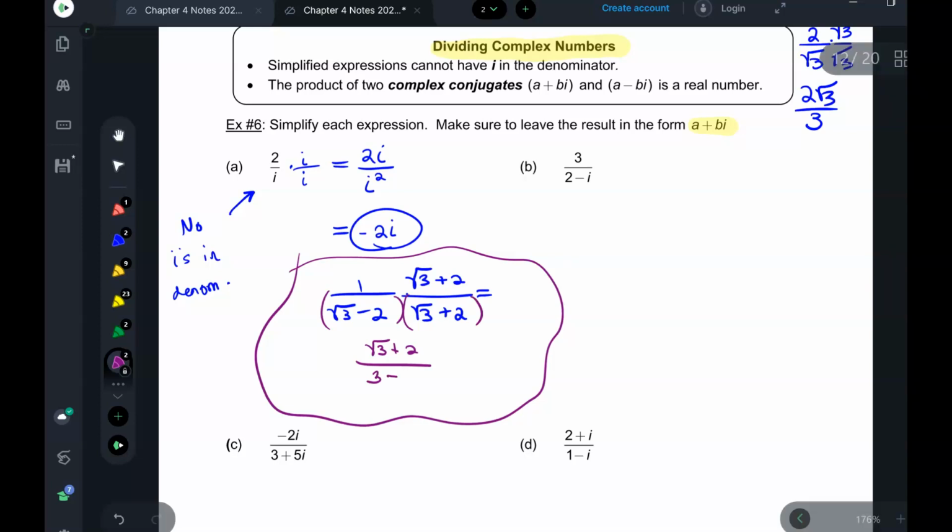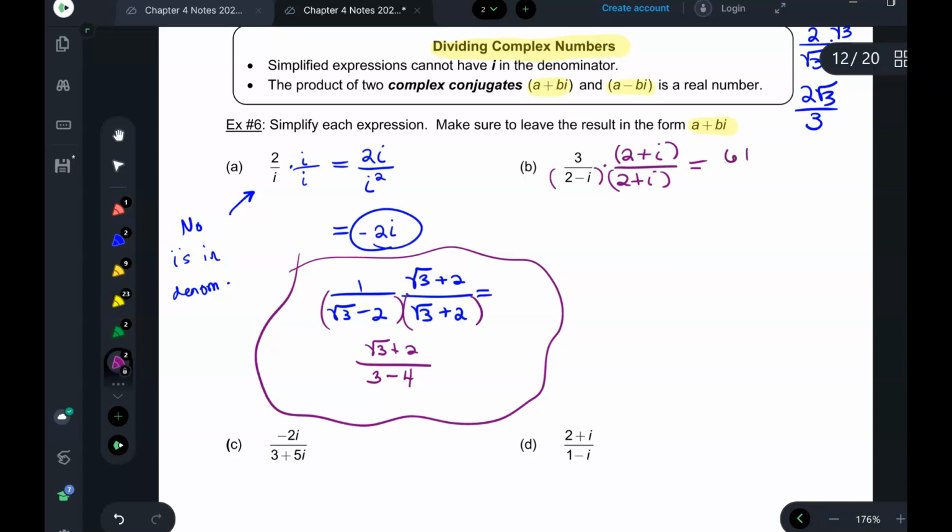Multiply by negative i for that one? No, we have to do the conjugate. So did we get rid of the square root in the bottom? Yeah. Good. So instead, I'm not just going to multiply by i, I'm going to multiply by 2 plus i. Wait, would it be the same if there's a plus? Yeah, we just change the sign. If it's plus, we make it minus. If it's minus, we make it plus. These are conjugates.